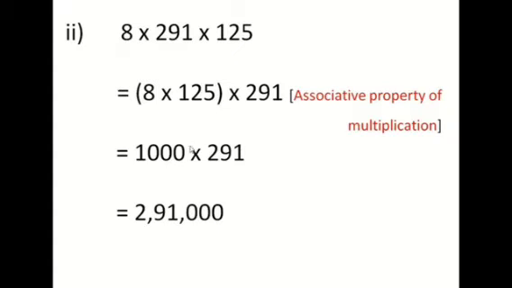So 8 into 125 gives you 1000. So 1000 into 291 is 2,91,000.